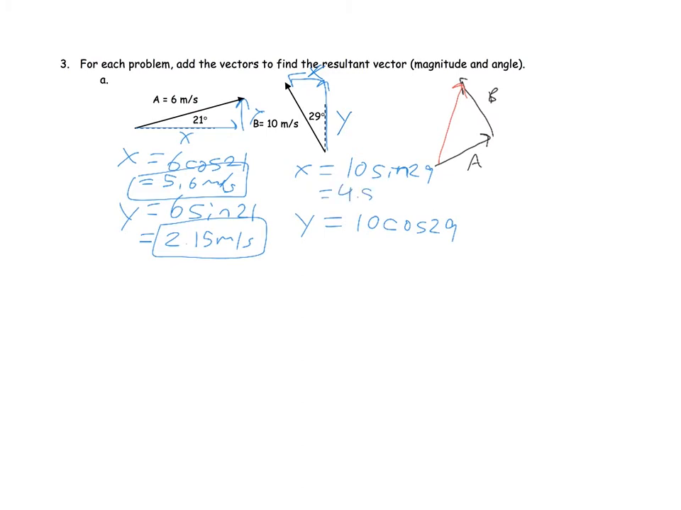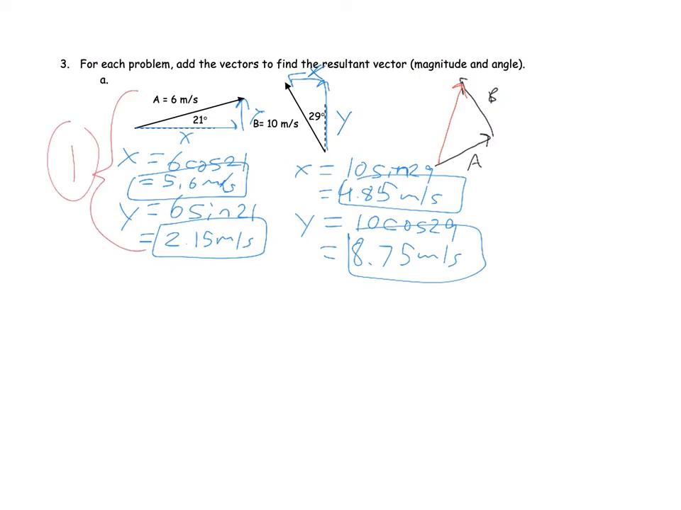Okay, on the second one for vector B, I get that my x is going to be 4.85 meters per second, and my y component is going to be 8.75 meters per second. I'll deal with my signs in a second, but that right there is step number one, componentizing our vectors.